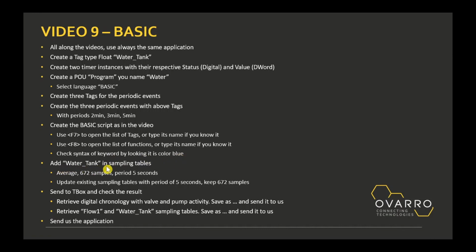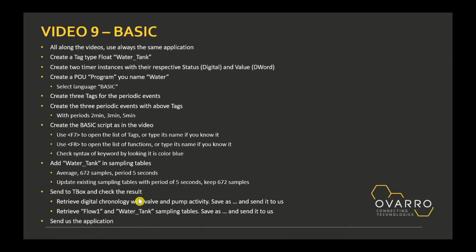Add water tank in sampling tables. Type average, 672 samples, period 5 seconds. Update existing sampling tables with a period of 5 seconds and keep 672 samples to avoid problems with the report, as those tags are already defined in the report.